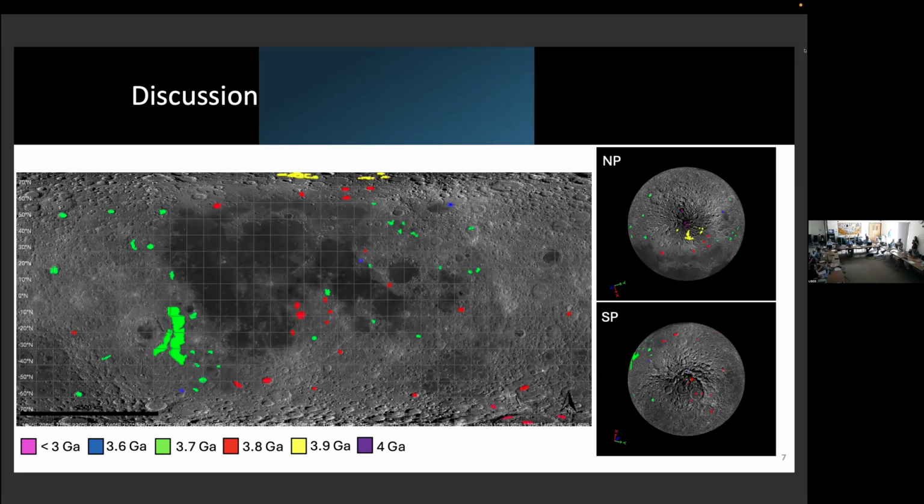However, it becomes more uncertain as you move south because you have another basin that is also 3.85, 3.86, and that is the Schrodinger basin. So it is likely that it has contributed to some of these, or if not even all of the south polar ones, but because they might have formed at the same time, with just this work we cannot separate them. So we would be seeing more of mixtures there.